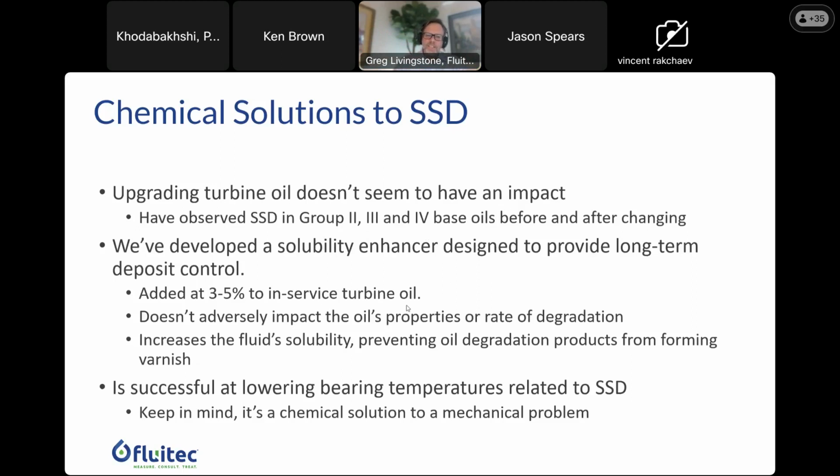I always keep in mind that this is a chemical solution to a mechanical problem, and ultimately the best case scenario is to see if you can come up with an actual root cause fix to the problem, looking at some kind of mechanical fix. But this is one solution that you could look at for trying to not only maintain low varnish potential in the oil, but also to have online mitigation of shear stress deposits.